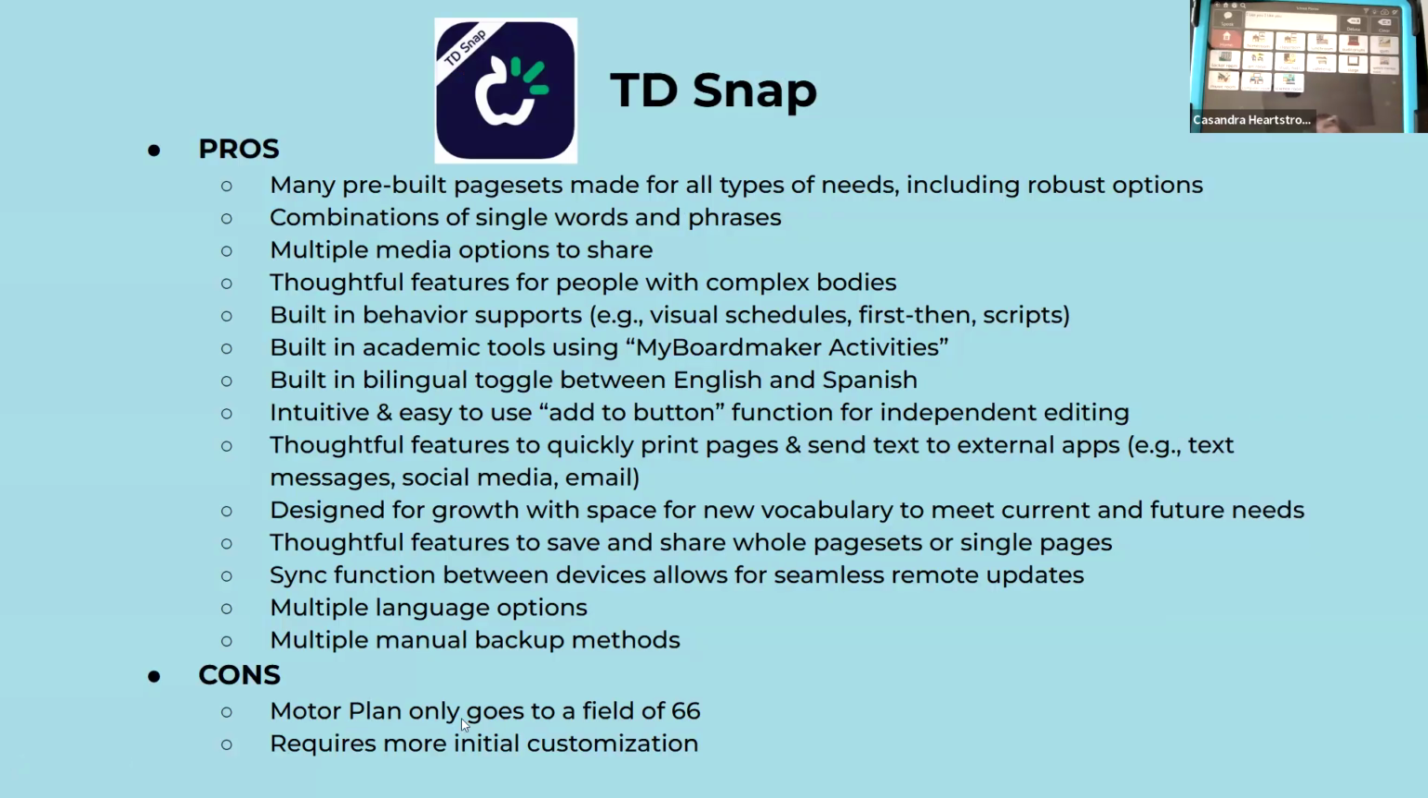Cons, motor plan only goes to a field of 66. So the biggest one you can go to for the motor plan, which I think is the most robust, is this grid, which a lot of you might be like, wow, that's a lot, but TouchChat does go higher. And it requires more initial customization. So you really have to do, which you should be doing anyway, some customization to the device to make sure all of the students' favorite things are in there.